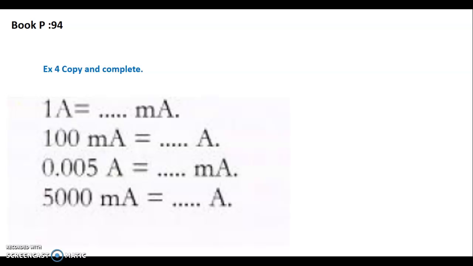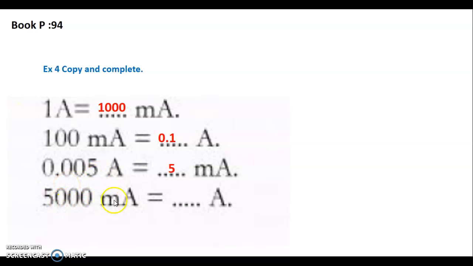1 ampere to milliampere, we have to multiply by 1000, so we have 1000 milliampere. From milliampere to ampere, we have to divide by 1000. Now 100 divided by 1000, we move the decimal point backwards by 3 digits. 1, 2, 3, 0.1 ampere. 0.005 ampere to milliampere. To convert from ampere to milliampere, we have to multiply by 1000. So we have to move the decimal point by 3 digits forward. 1, 2, 3. So it's 5 milliampere.